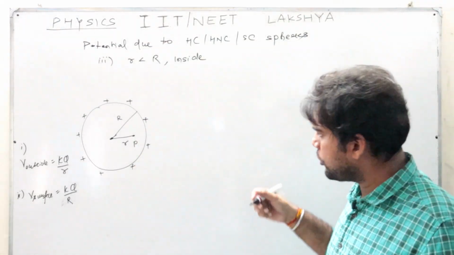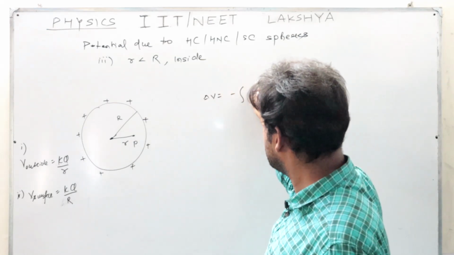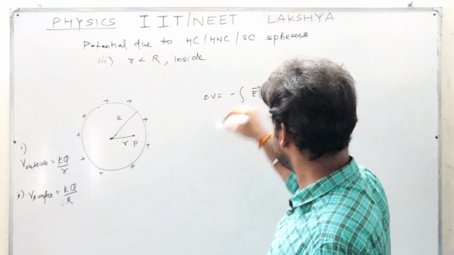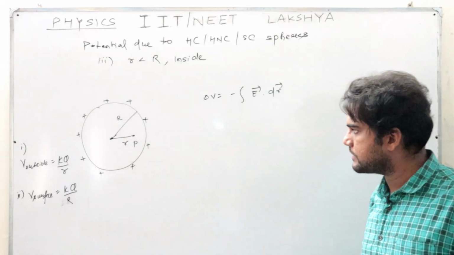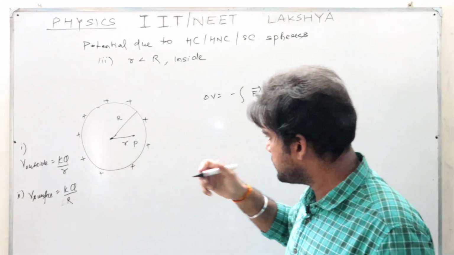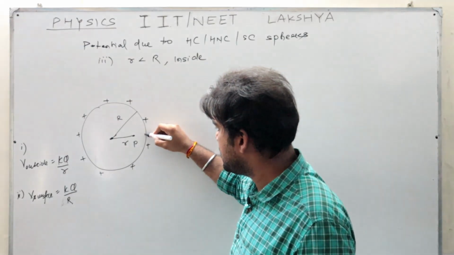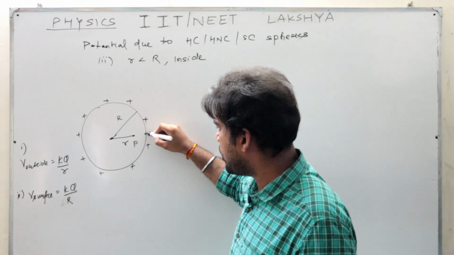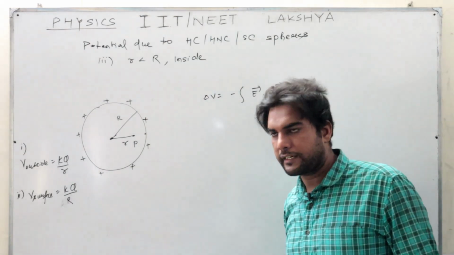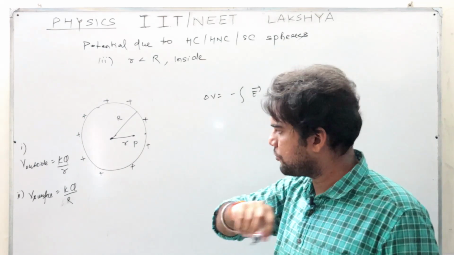So again I am going to write the potential difference delta V, which is minus E dot dr. This is the relationship between potential difference and electric field. Now for this delta V, I am going to select a small point inside the sphere, or you can say on the sphere, just inside. Try to understand, 2 points I have to select to calculate potential difference.